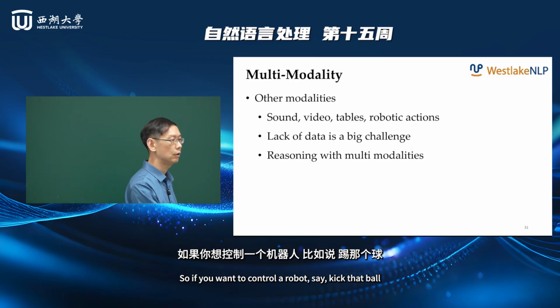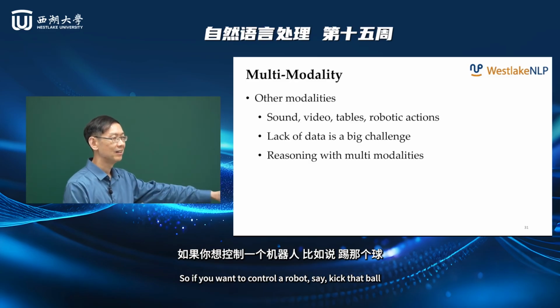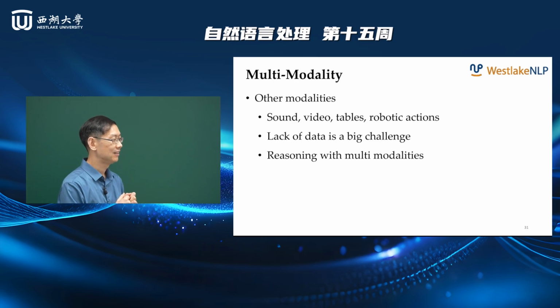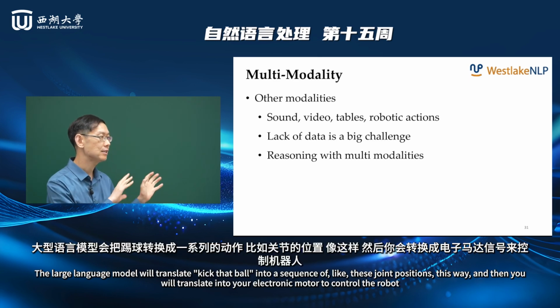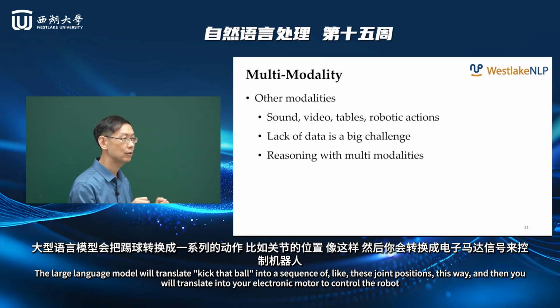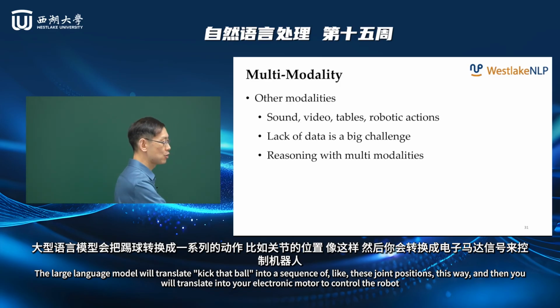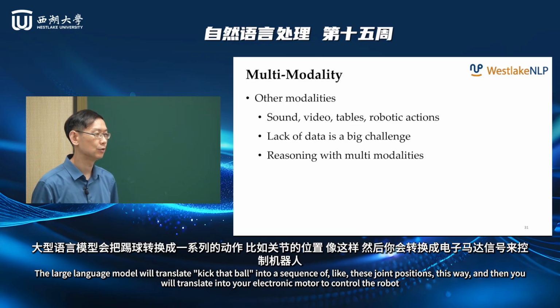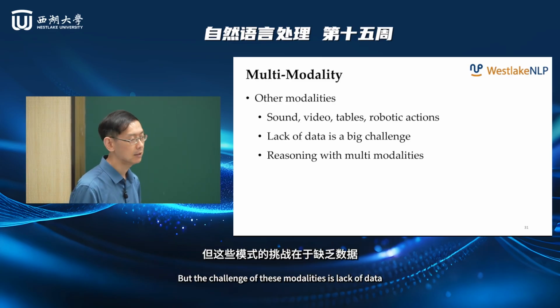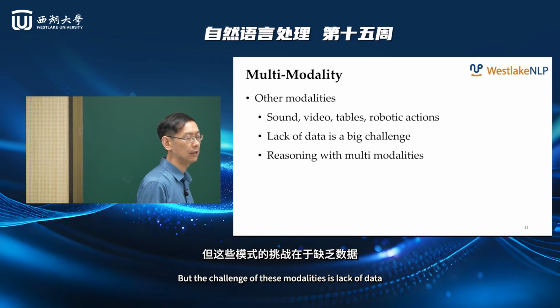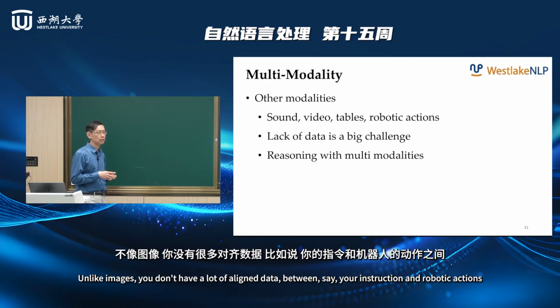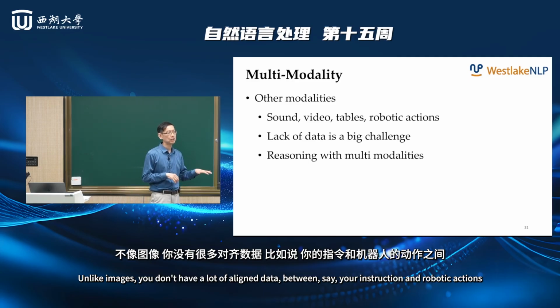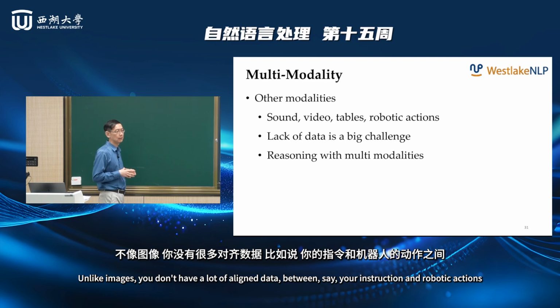So if you want to control a robot, say, kick that ball, the large language model will translate "kick that ball" into a sequence of joint positions, and then it will translate that into commands for your electronic motor to control the robot. But the challenge of these modalities is lack of data. Unlike images, you don't have a lot of aligned data between, say, your instruction and robotic actions.